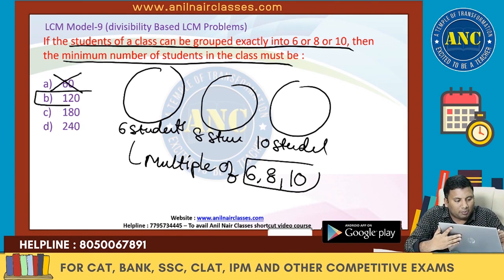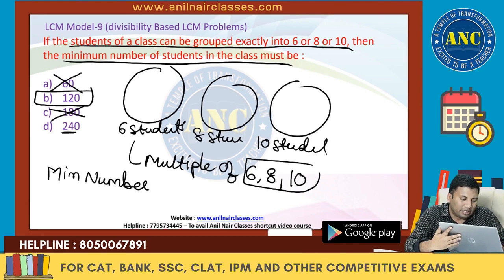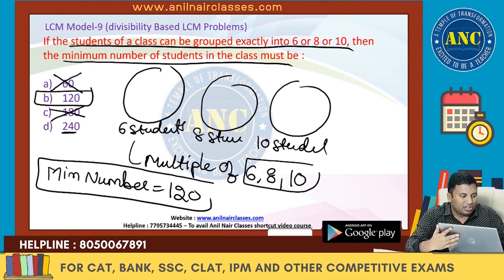120 is a multiple of 6, 8 and 10. So 180 is not a multiple of 8. 240 is a multiple, but the minimum number is 120. You will learn a lot of concepts in today's class, sir. This is just the beginning.